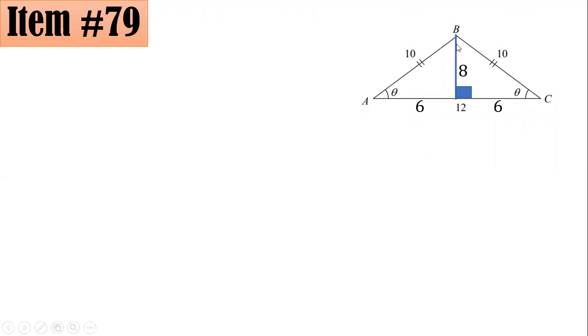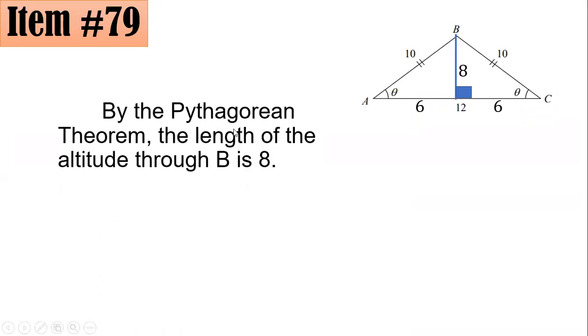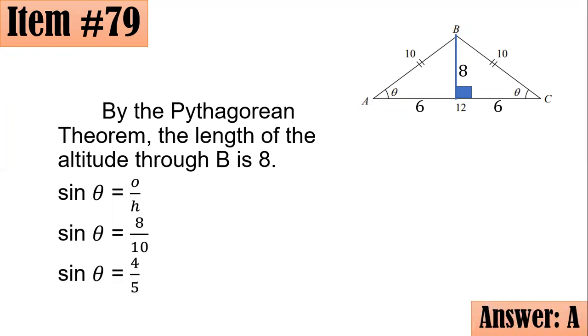And for that, you could solve it on your own. By the Pythagorean theorem, the length of the altitude through B is 8. With such, remember that sine theta is opposite over hypotenuse. You could choose your theta to be this one. This one is also possible. They will still give you the same correct answer. Let's say I will use this theta. Opposite is 8. Hypotenuse is 10. That's why you have 8/10. That simplifies to 4/5. So sine theta is 4/5, letter A. I hope we got it. Okay, no problem, sir. Go ahead. Thank you.